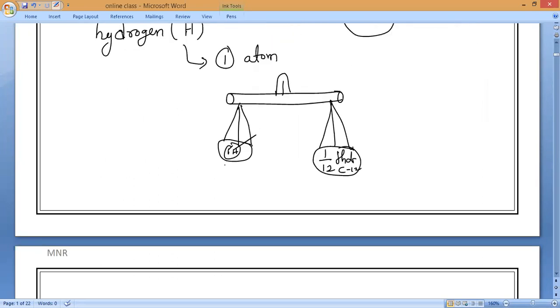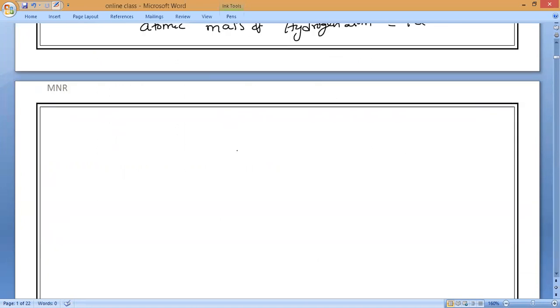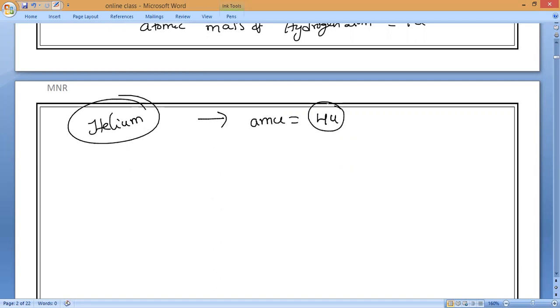So what is the atomic mass of hydrogen? Yes, 1. So the atomic mass of a hydrogen atom is equal to 1. Suppose you take helium. The atomic mass of helium is equal to 4 units, 4 u or 4 AMU, your choice.